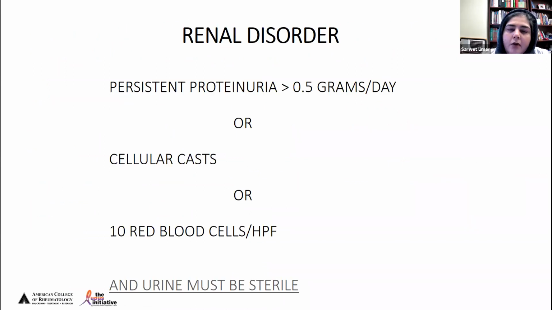Looking at kidney involvement in lupus patients, we are trying to monitor. In some lupus patients at the beginning of the disease, we may not find enough renal involvement, but we continue to monitor it carefully as it is one of the reasons for poor prognosis in lupus patients. We are looking for persistent proteinuria of more than 0.5 gram per day, or cellular casts with RBCs or WBC casts, or 10 RBCs per high power field.